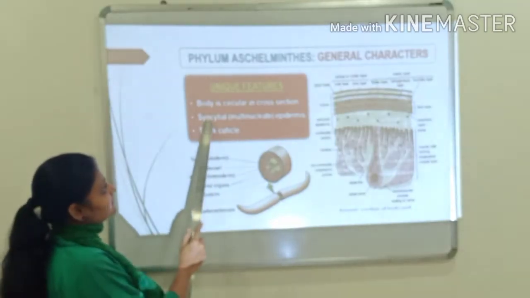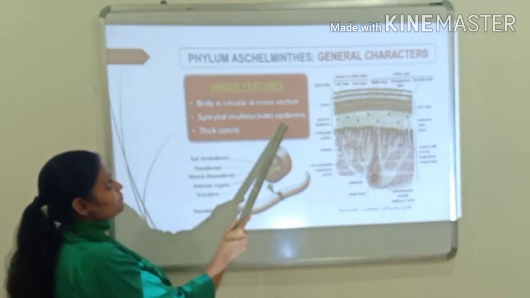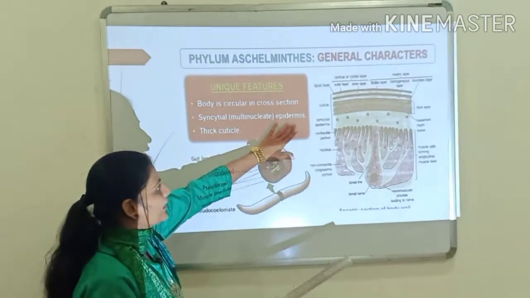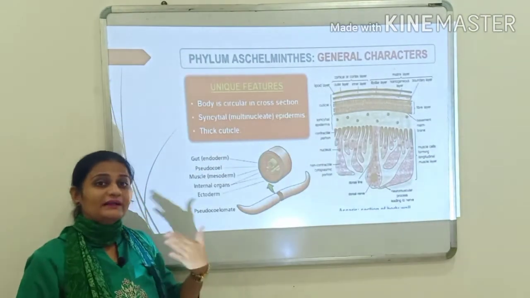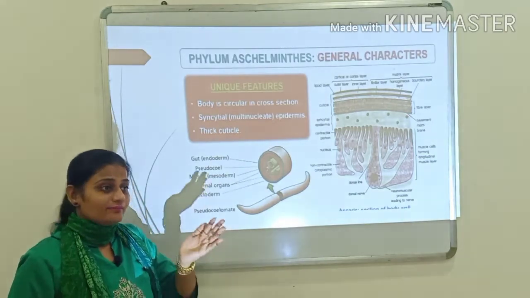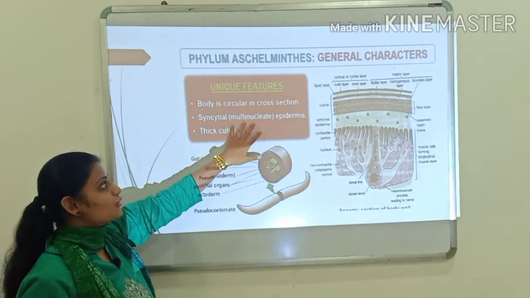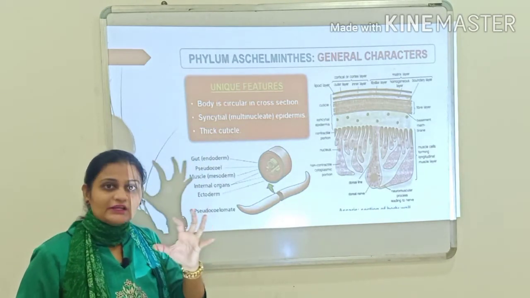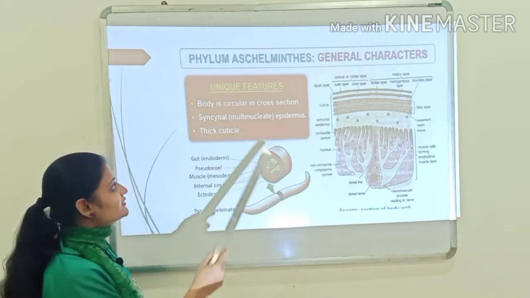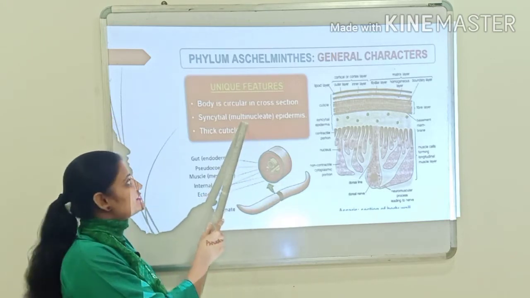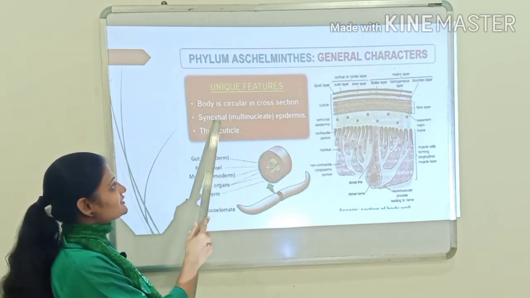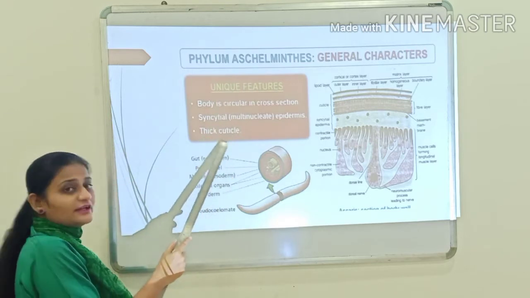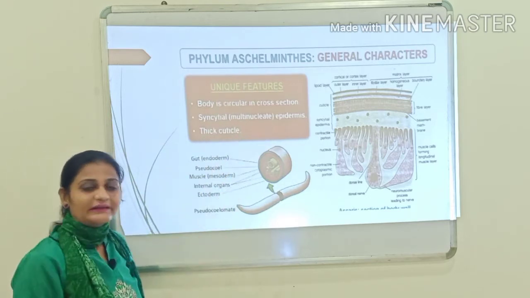Okay, then syncytial epidermis is produced, it is formed. Syncytial means multinucleate. This is the epidermis which is formed of multinucleate cells, and a multinucleate cell is formed because of the fusion of uninucleate cells. When many uninucleate cells fuse, it results in the formation of a multinucleate cell, that is called syncytial. So syncytial epidermis is present in the Aschelminths, and they have a thick cuticle surrounding the epidermal layer.